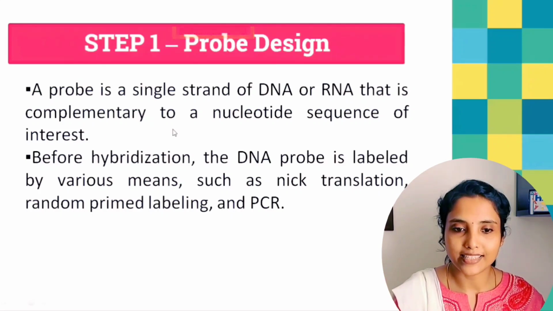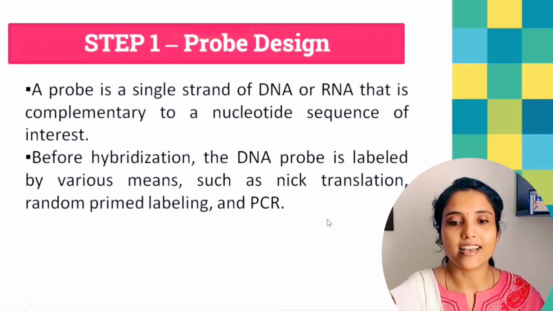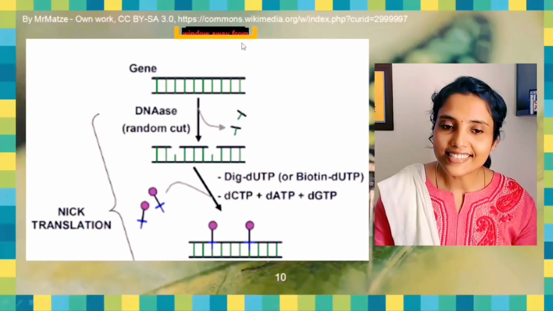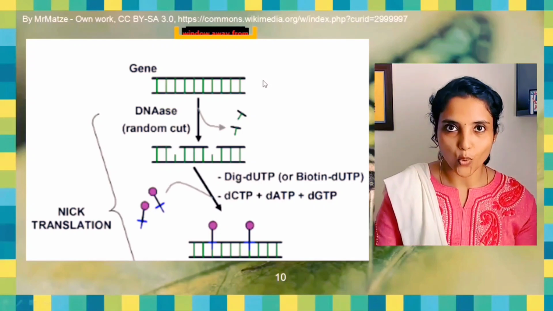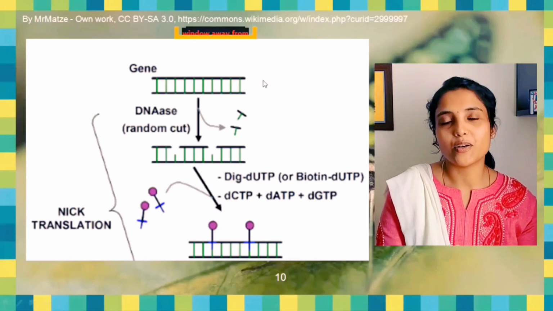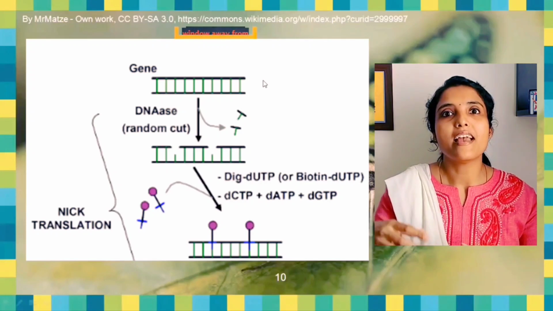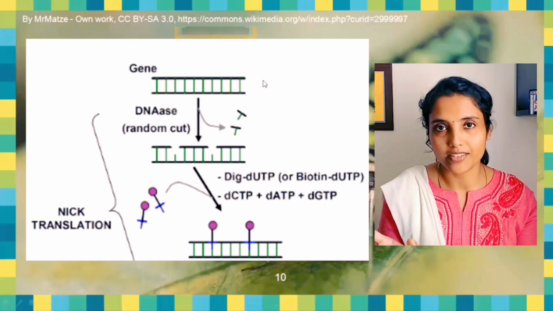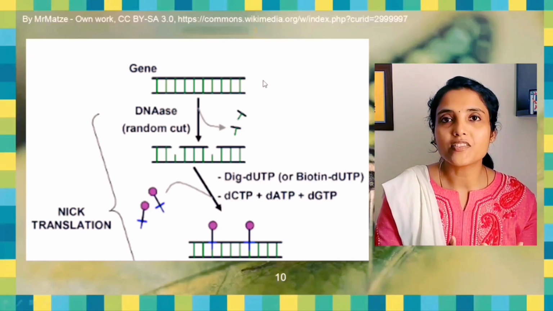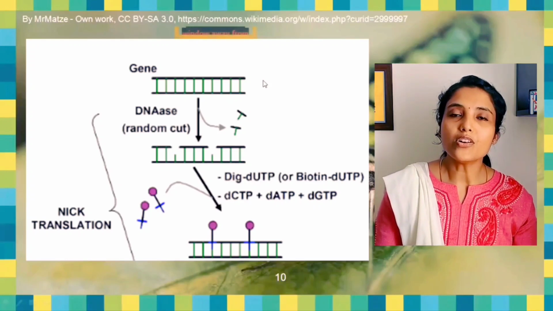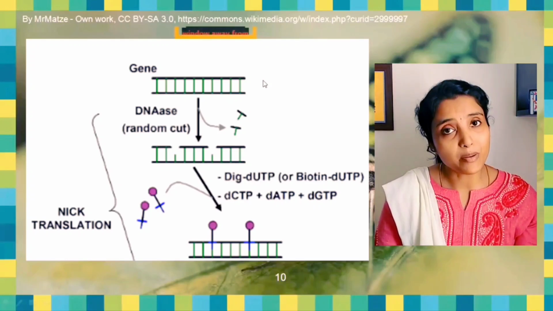So before hybridization, the DNA probe that we have designed is labeled by various means such as nick translation, random primed labeling, and PCR. In this diagram, you can see that we are going to design a probe which is complementary to a gene. Okay, so generally we use FISH to actually map out a chromosome using the position of a particular gene. Okay, so you can say the DNA sequence that we are going to find out is nothing but a gene of interest. Okay, so you're going to design your probe, so it has to be complementary to the gene.